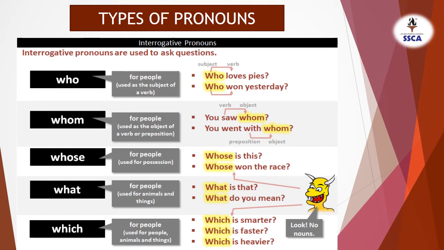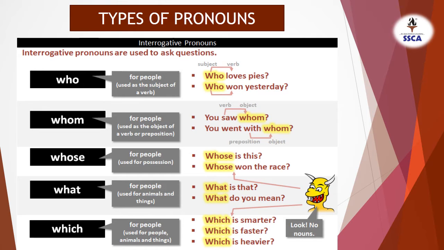Now let's talk about whom. Whom is also used for people, but it is always used as the object of a verb or preposition. As you can see in the example, you saw whom. Saw is a verb and whom is the object. Now in example number 2, you went with whom. Here with is the preposition and whom is the object.